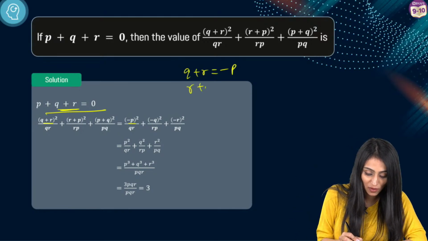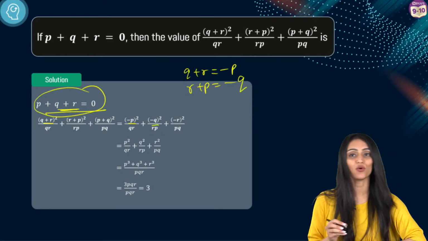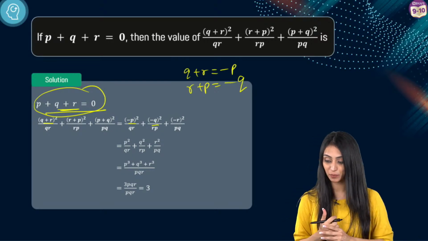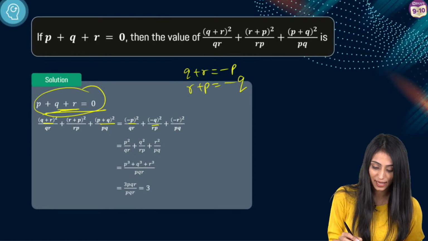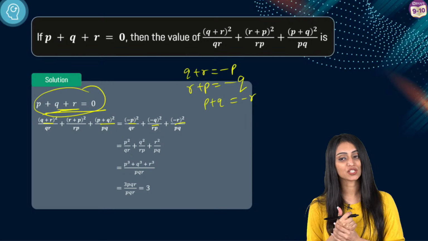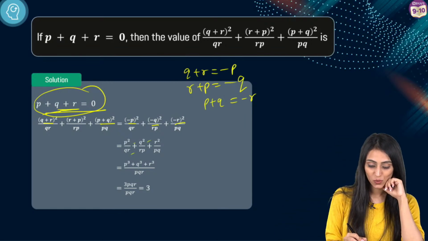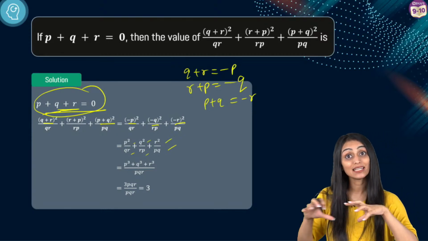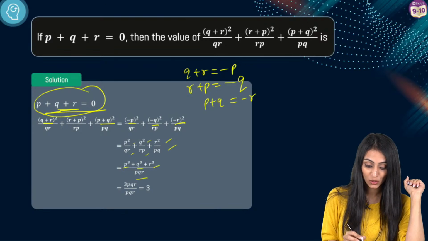Similarly, if I want the value of r plus p, from here that's going to be minus q. So I'm putting minus q over here, minus q whole square upon rp. In a similar manner, p plus q would be equal to minus r, so I'm writing minus r square. So this becomes p square by qr, q square by rp, r square by pq. Now let's take the LCM. LCM would be pqr. So we will have p cube plus q cube plus r cube.